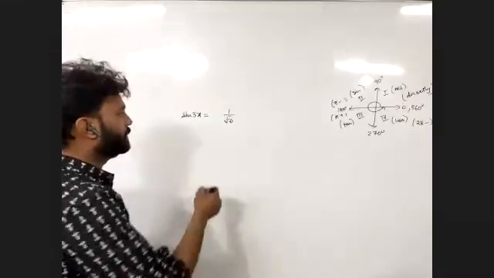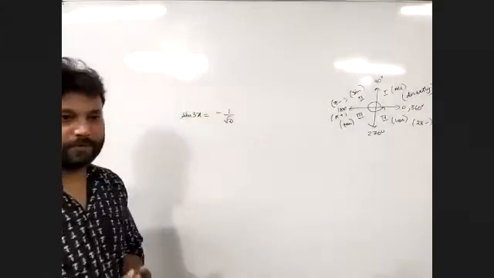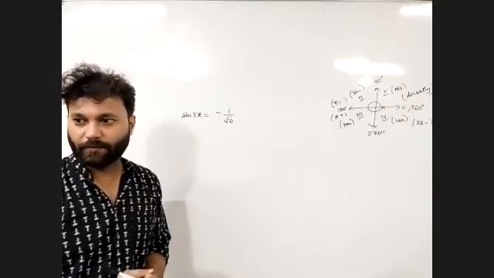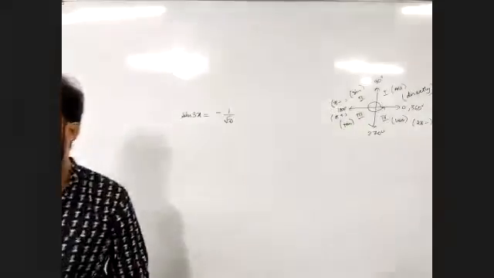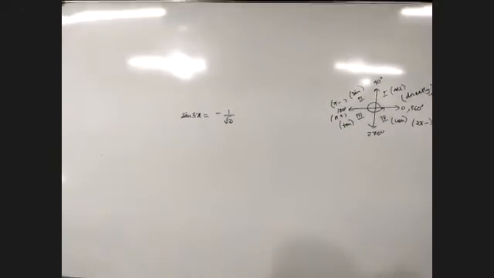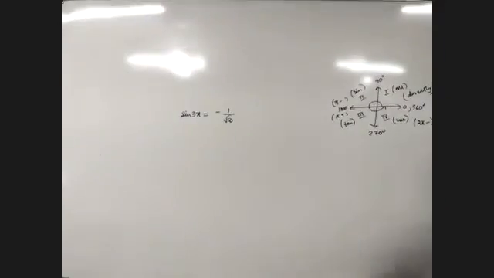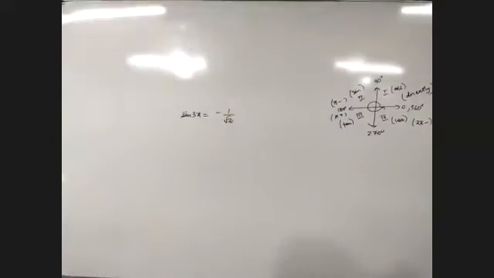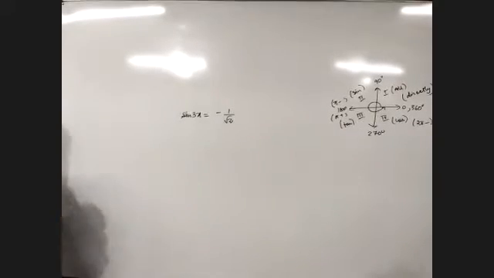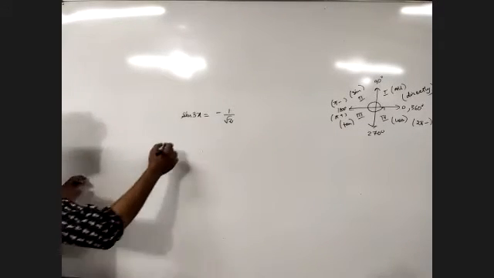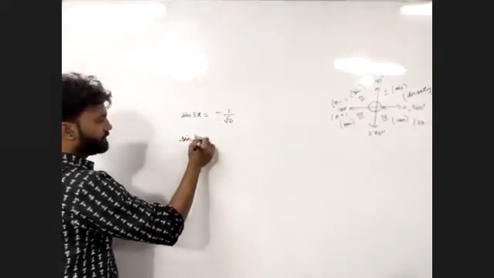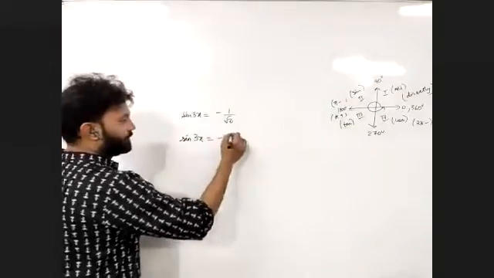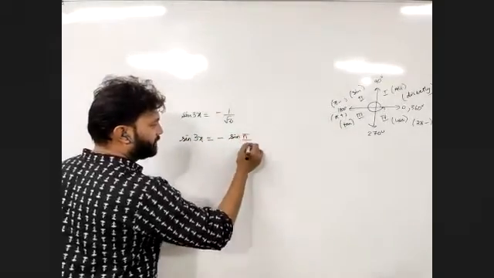Sin 3x equal to minus 1 upon √2. Watch out carefully. So this is sin 3x equal to minus 1 upon √2. So first of all, 1 upon √2. Now this happens at pi upon 4.